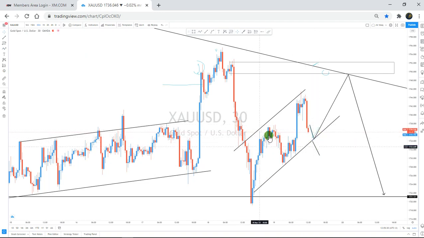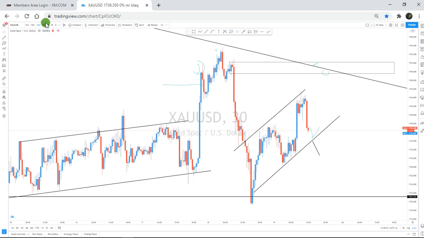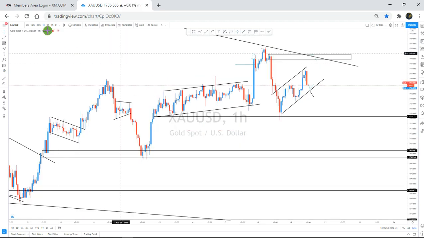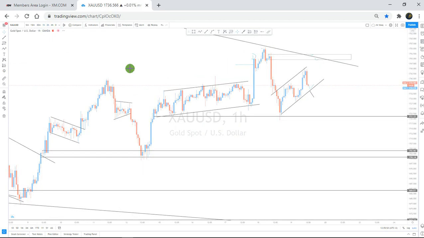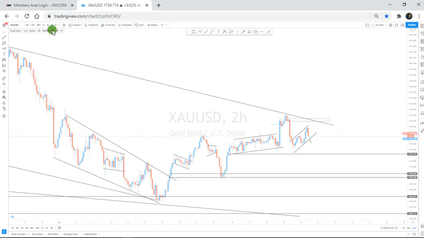This is a small ascending channel here, so I'm anticipating them to come to this level. Then I will see what they give me. Either they give me the head and shoulders or the M formation. If they don't give me any of those and they break the trend line, then it means, let me go to another time frame, you're going to go to the bigger one.